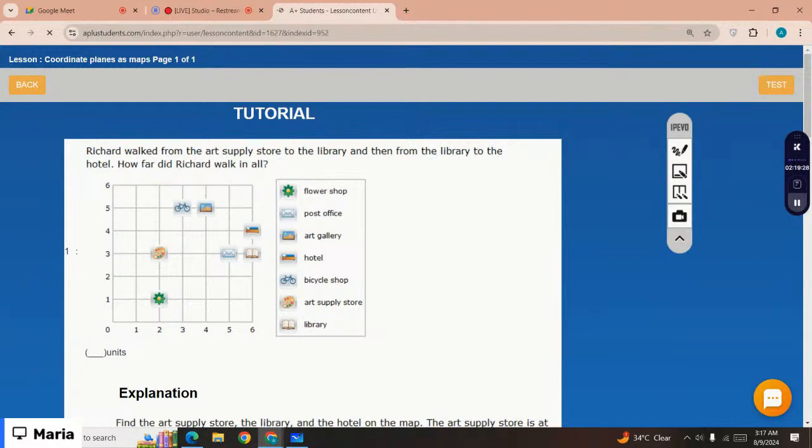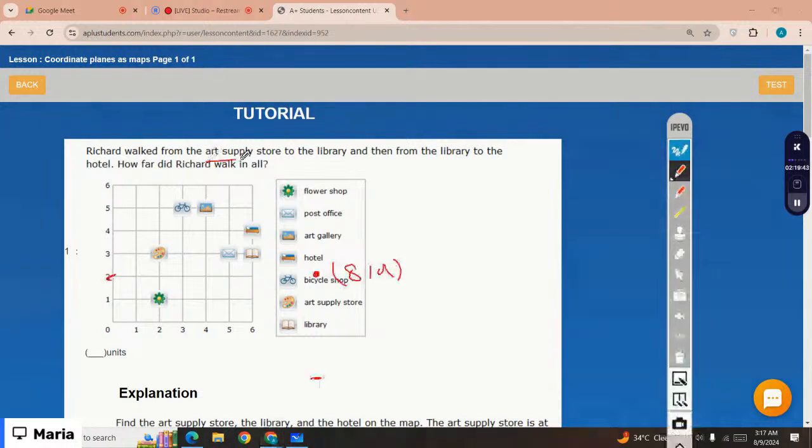We walked from the art supply store to the library and then from the library to the hotel. How far did Richard walk in all? So you have to see. He started from the art supply store. Where is the art supply store? This is the art supply store. So he started from here and went to the library. Here is the library you can see here, right?